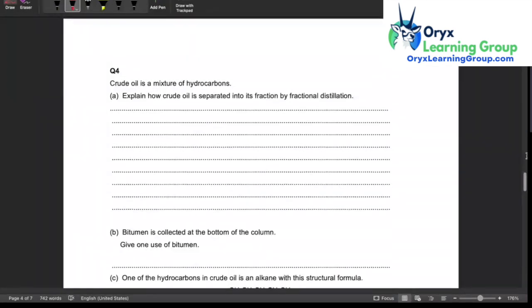Next question is: explain how crude oil is separated into its fractions by fractional distillation. So how do you do fractional distillation? What do you do? What will you write here?